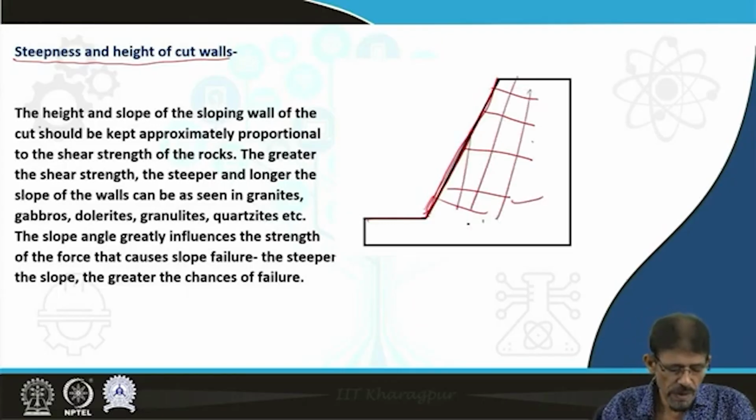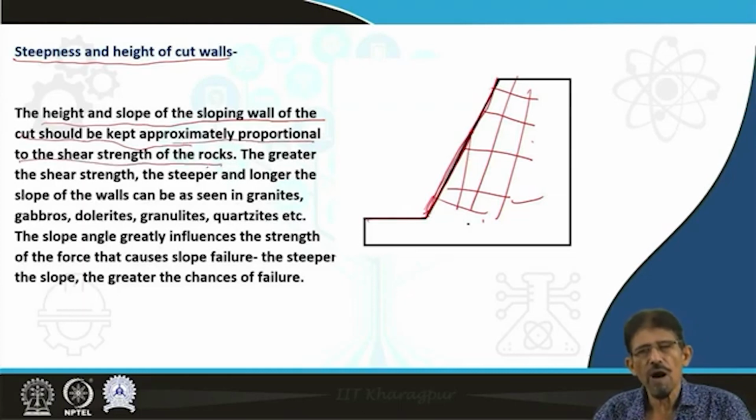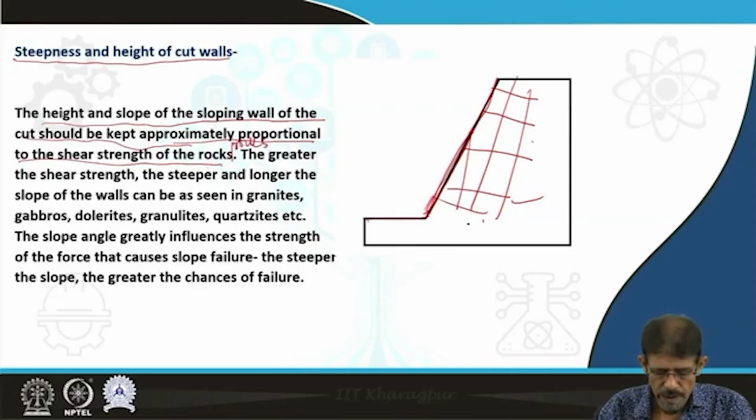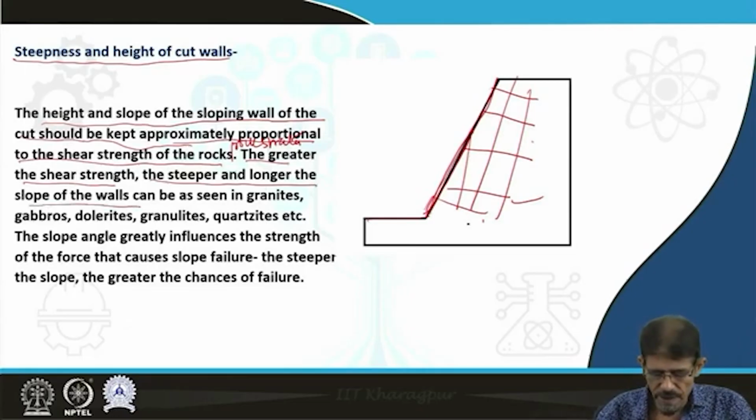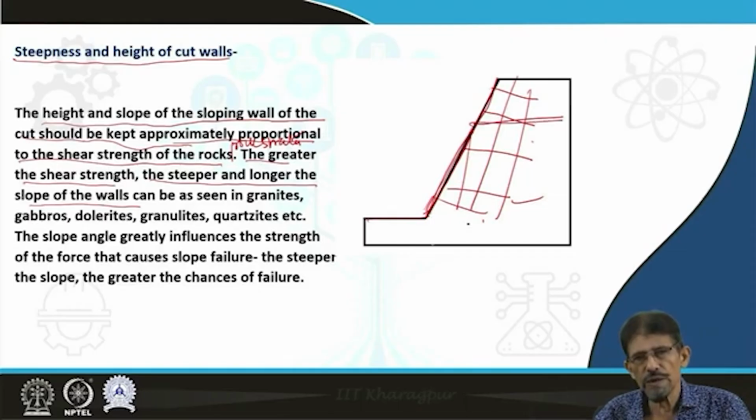slope. The height and slope of sloping walls of the cut slope should be kept approximately proportional to the shear strength of rock strata. Not rocks, but rock strata, because the slope is made up of strata. The greater the shear strength, the steeper and longer the slope of the walls, and if less, then it should be lesser. The height should be reduced in nature.